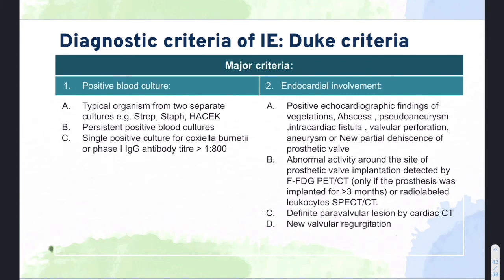How can we decide that there is endocardial involvement? In 4 situations. Positive echocardiographic finding of vegetation, abscess, pseudoaneurysm, endocardial fistula, valvular perforation or aneurysm, or new partial dehiscence of prosthetic valve. What is meant by dehiscence? If there is a wound, the edges of the wound are approximated, brought close to each other with sutures or normally healed, then a separation happens after that. This is called dehiscence. If there is a new partial dehiscence of prosthetic valve in the echocardiogram, it's a point for endocardial involvement.